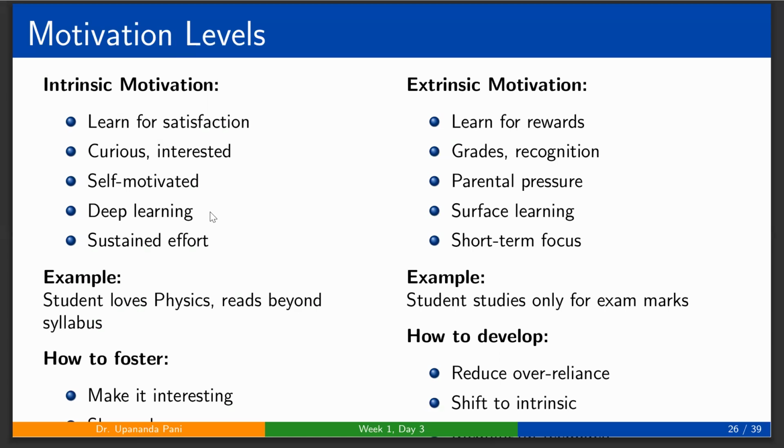Then how you can address this kind of student is you can make it interesting so that their motivation level is maintained. Then when it comes to extrinsic motivation, here the learner is learning for rewards. They are learning for grades or recognition, and there is parental pressure, surface learning, and a short-term focus. So students here study only for exam marks. Then how can you develop the motivation? You have to reduce the over-reliance. You can shift to intrinsic. You can motivate them to.